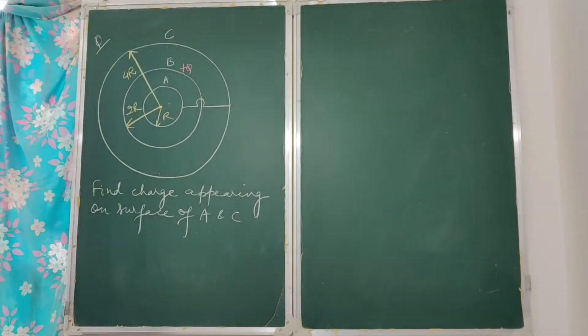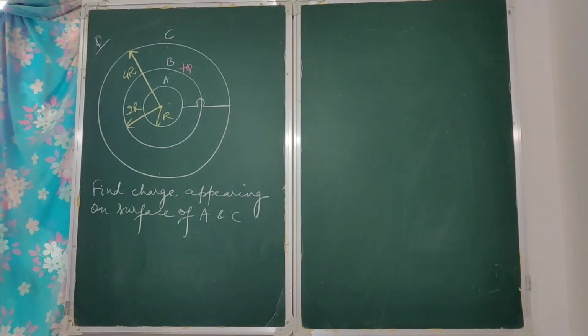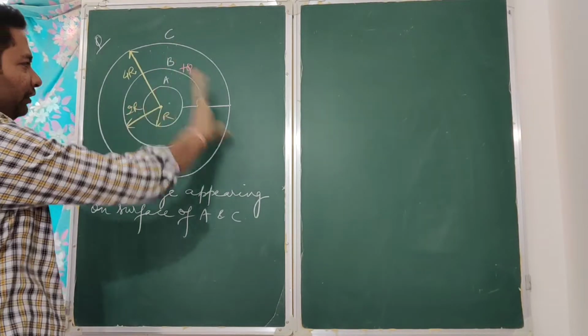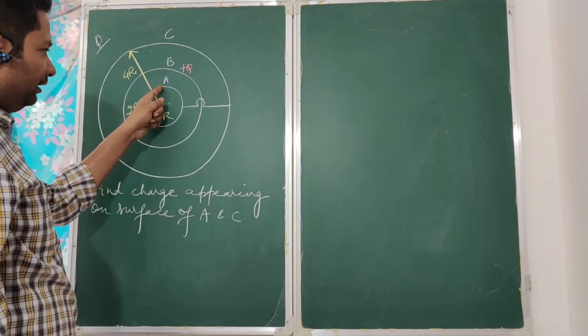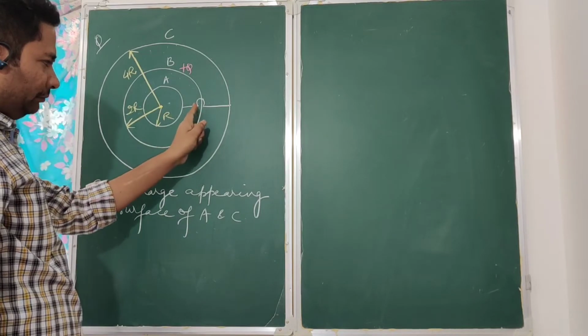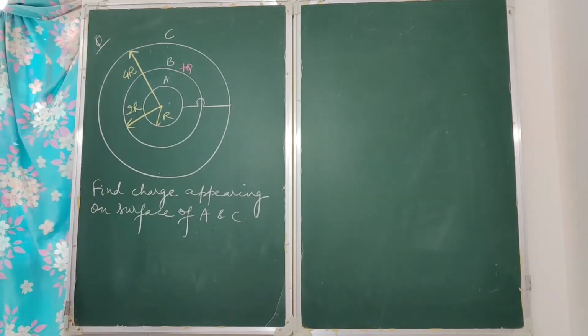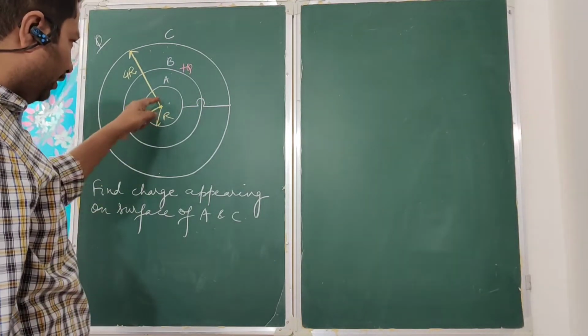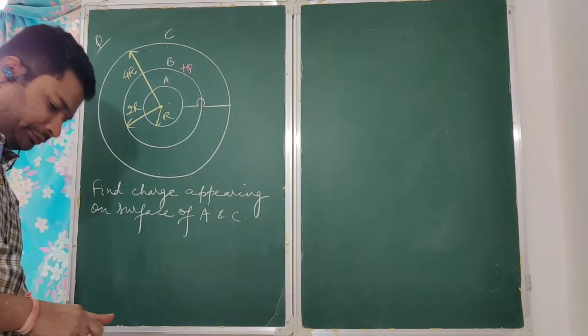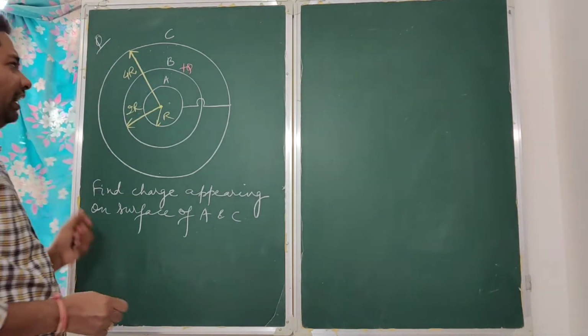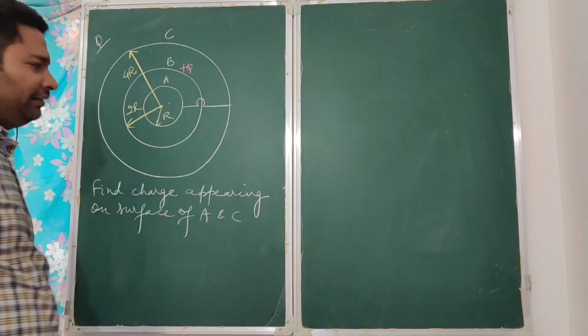Okay, so let's see this question. 3 concentric spheres, the middle one has been given a charge of plus Q. There is no charge initially on A and C, but they are connected together by a wire. The radii you can see are R, 2R and 4R. So they are asking what charge will appear on the surface of A and C.